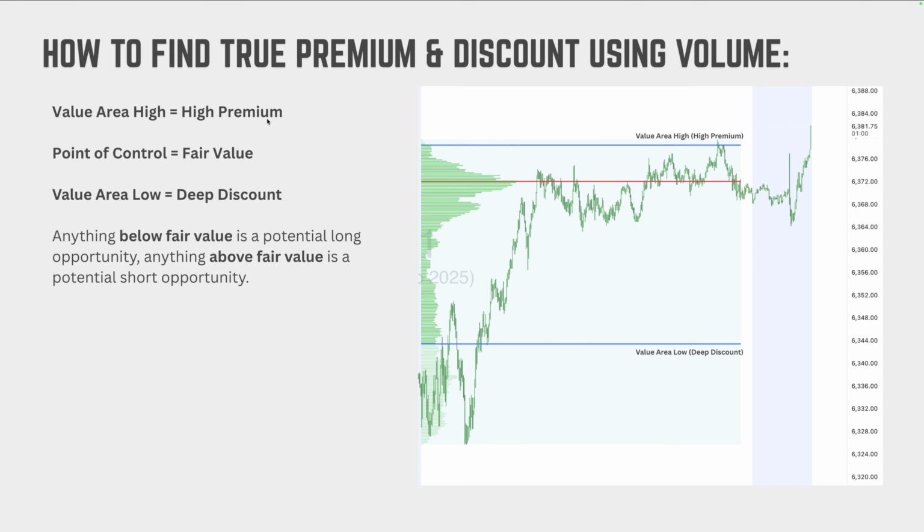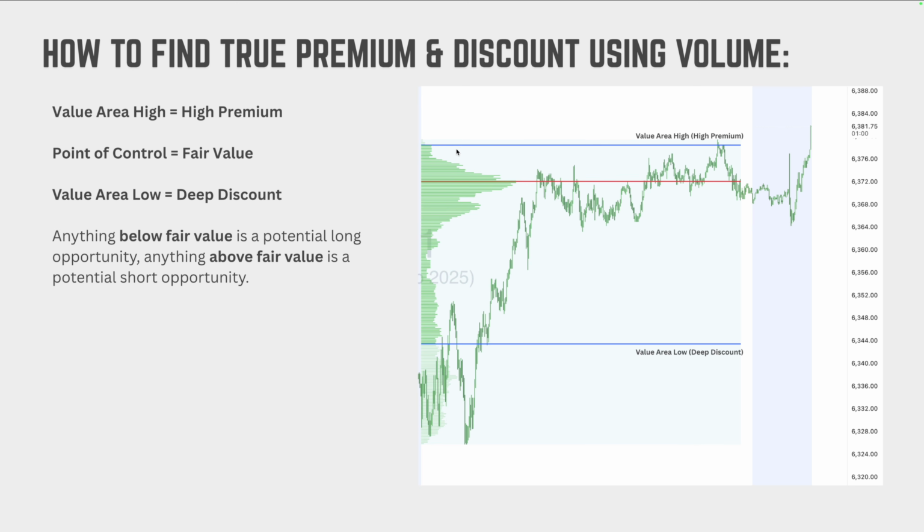A high-level overview here is that your volume profile is drawn across a range. This is the full day's range of the regular trading hours here. With a volume profile, it gives you what's called a value area high, a value area low, and a point of control, which is the red line. And then you have all the volume, as you can see in the histogram along the side here.